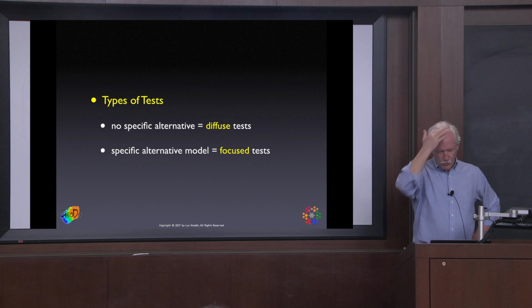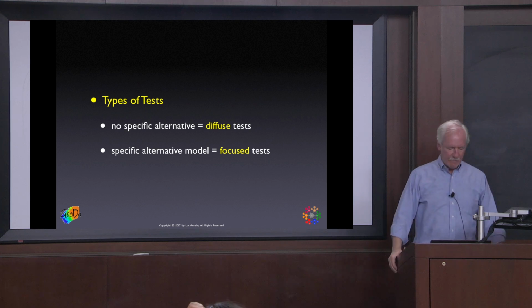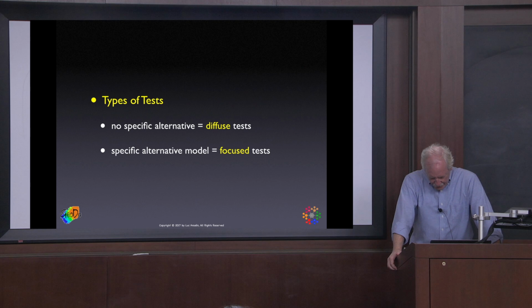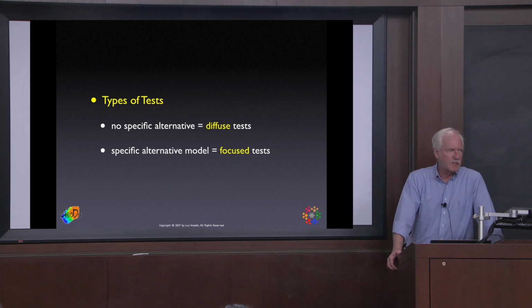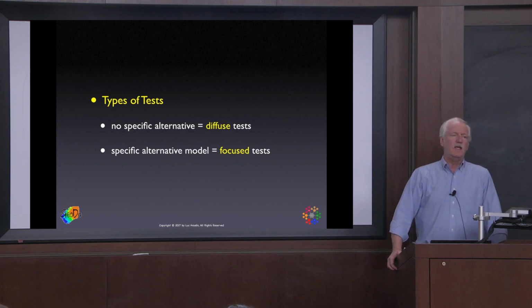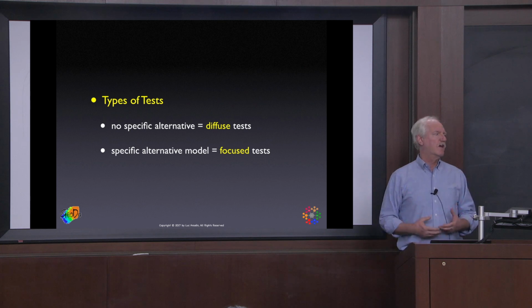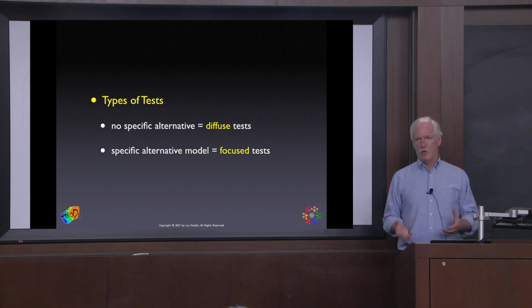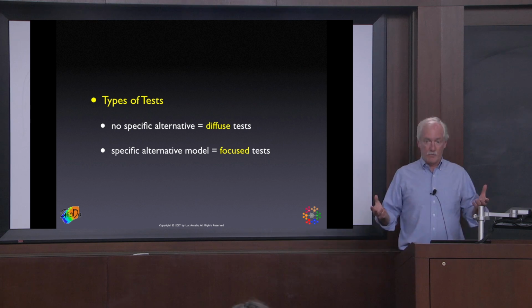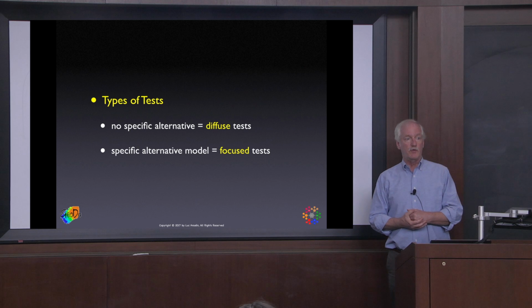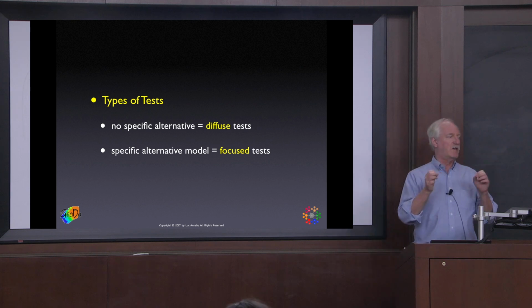And there are basically two broad classes of tests, and they're really very different in spirit. You could almost say that one is a misspecification test and the other one is a specification test. When you don't have a specific alternative, the bottom line is you want to make sure your specification is correct. If there's anything wrong with it, you want to know. Those are the diffuse tests, because there's not one specific alternative.